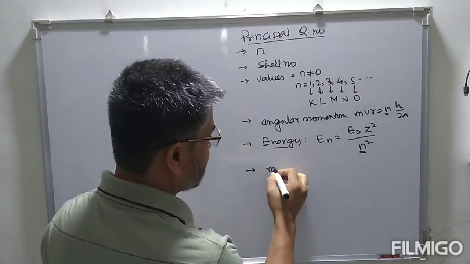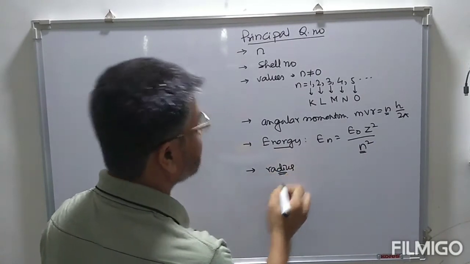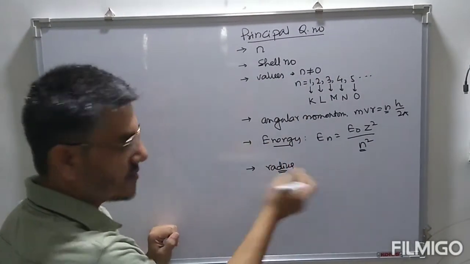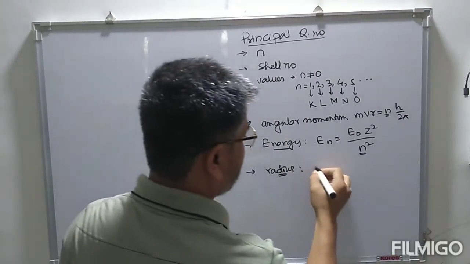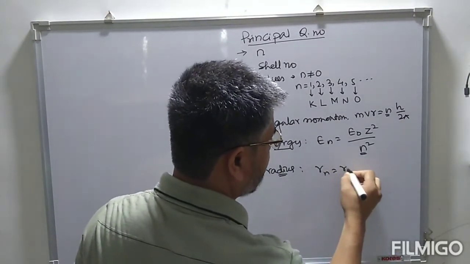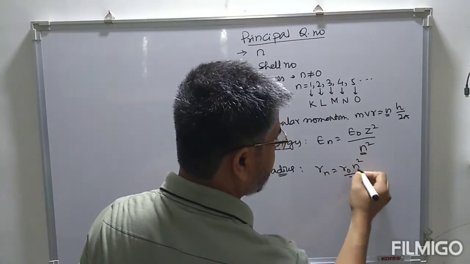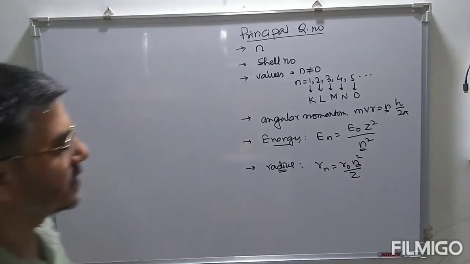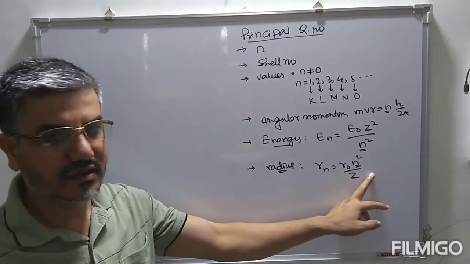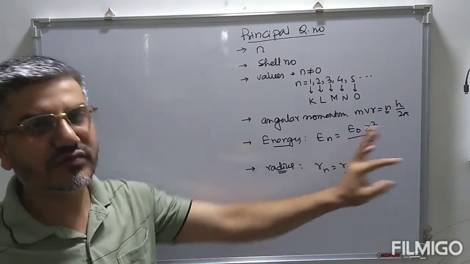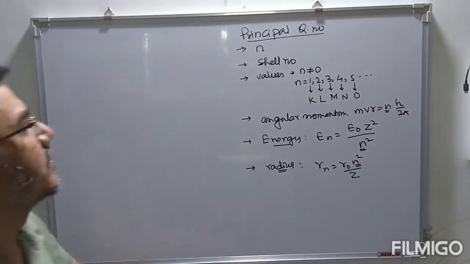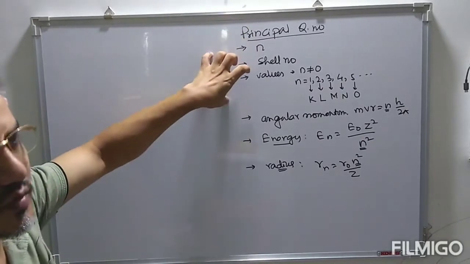This also represents the radius. Obviously, we see the shell number is the size of the shell. So we have Rn is R naught n square by Z. Again, look at this, this n represents the size of the shell. So this is the principal quantum number.